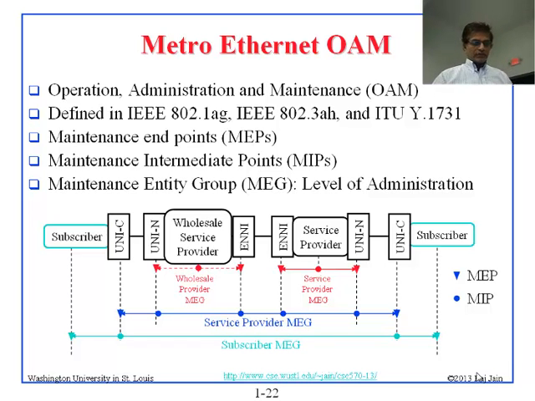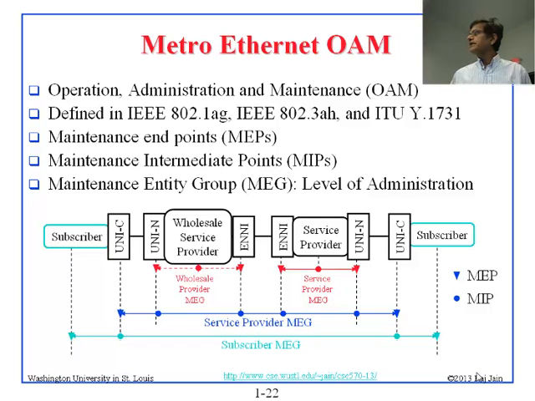So first thing you need to define is the maintenance endpoints, MEPs. So here is a typical circuit: subscriber with a UNI to a UNI connected to a wholesale service provider with a ENNI connected to a service provider with a UNI connected to a subscriber. So this is assuming this is the same subscriber, two buildings of the same company. Subscriber cares for performance from here to there.